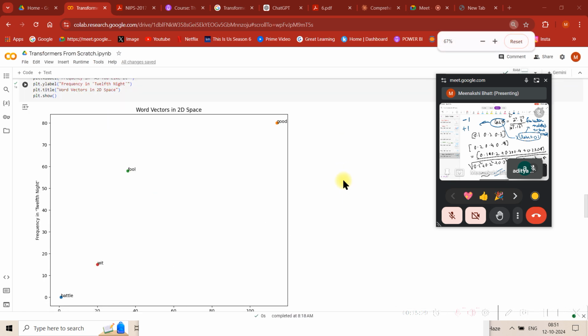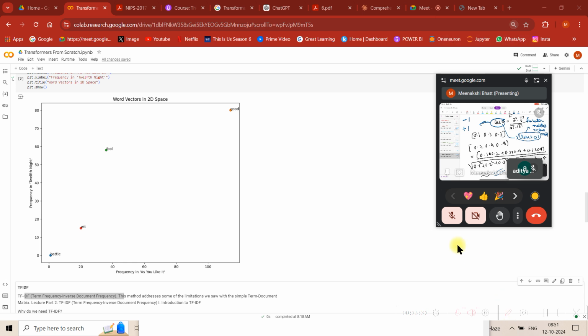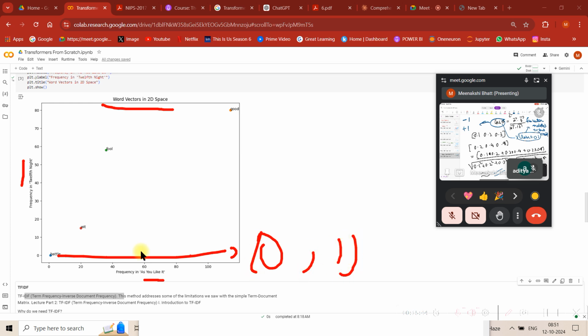What I have plotted, guys, I'll explain to you. What I was trying to showcase in this chart is word vectors in 2D space. As You Like It is a Shakespearean play, and Twelfth Night is a Shakespearean play. So what is this point? This point is plotted as 0, 1. So on the x-axis it is at 0, and on the y-axis it is at 1.